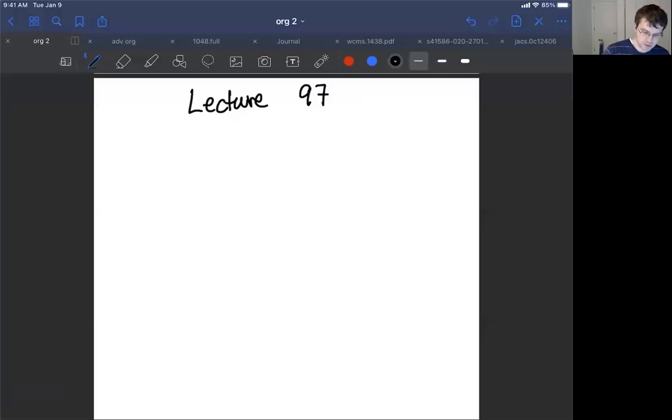Okay, so I want to get into the chemistry of anhydrides next. Now, the first thing I want to do is we'll get to the name anhydrides and why they're called anhydrides by looking at the synthesis of anhydrides from carboxylic acids.